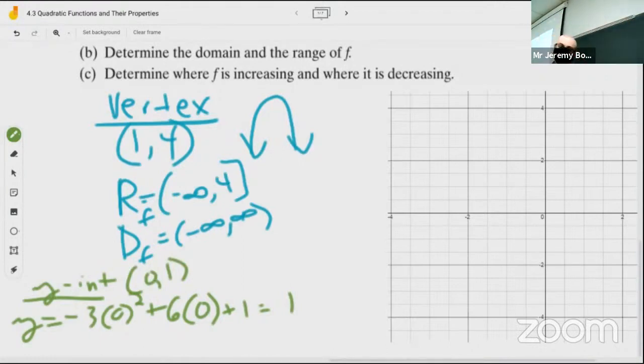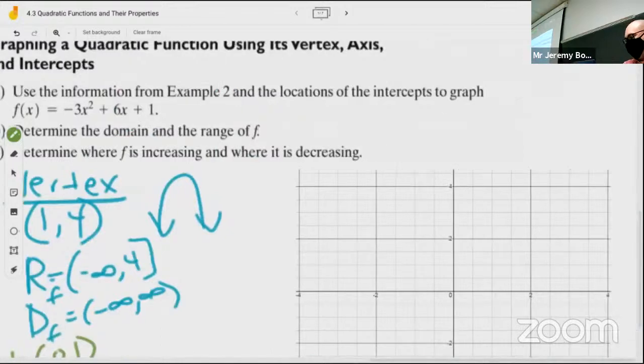Any questions on that? Y-intercept is the easier of the two. All right, let's talk about x-intercept. Let's come over here.